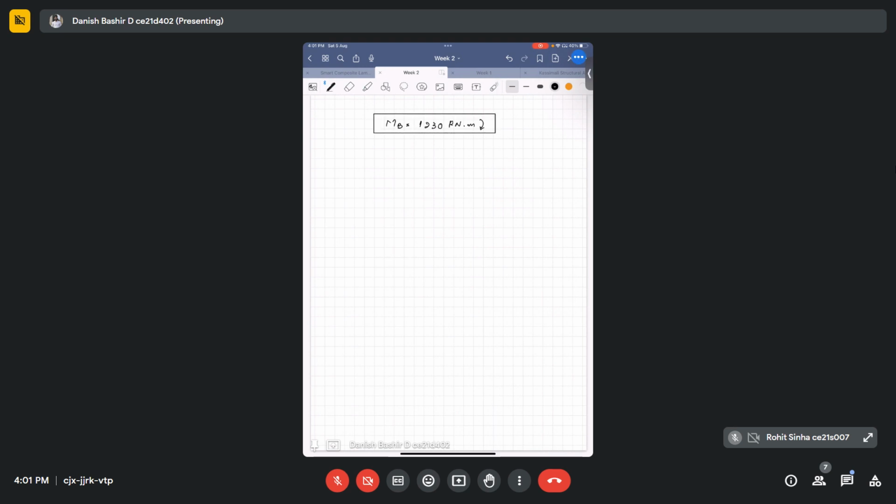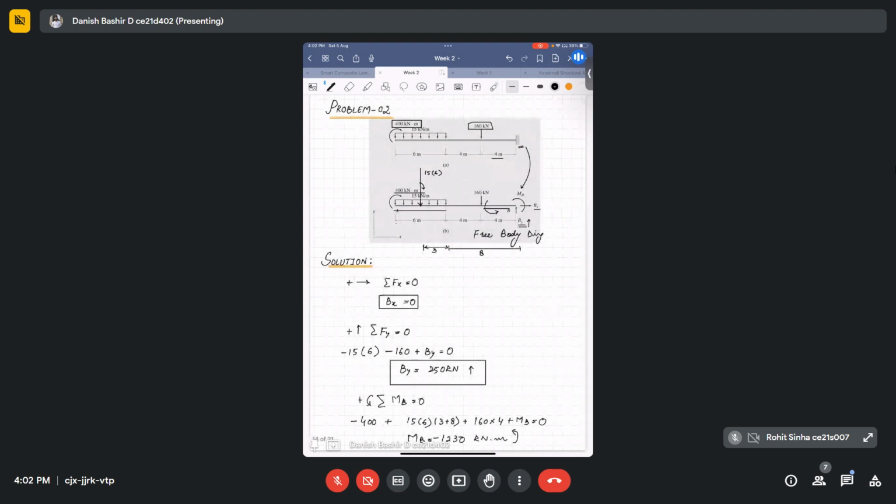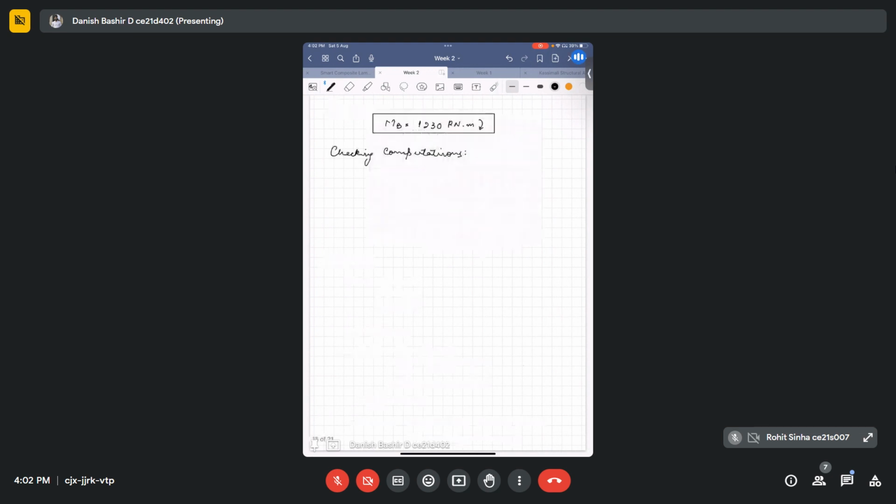This is our MB. And now checking the computations, we can check the summation of the moments at any point and it should be equal to 0. Let's take point A. We'll check whether the summation of the moments is 0 there or not. We will take summation anti-clockwise MA is equal to 0.